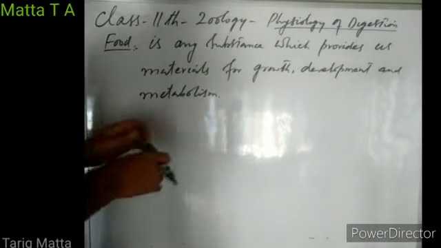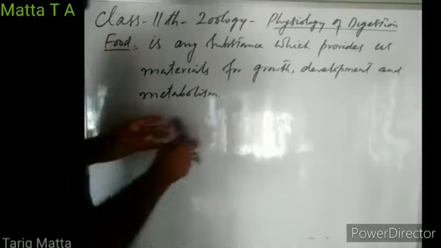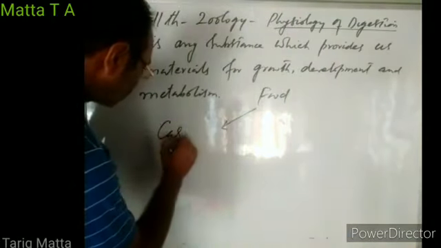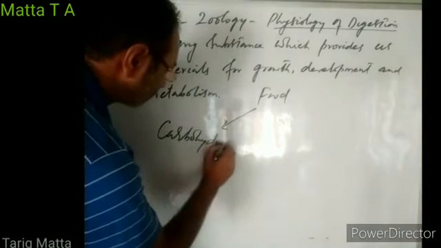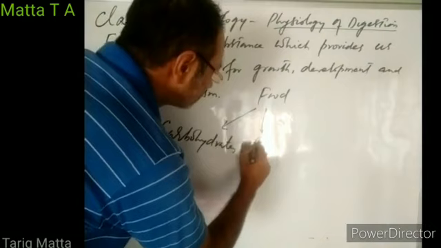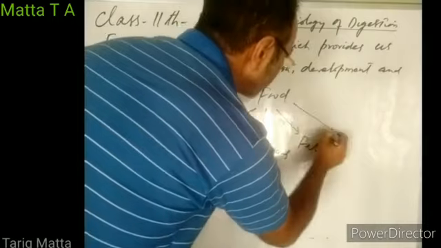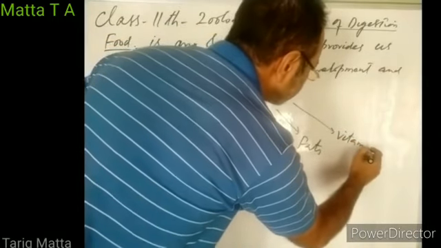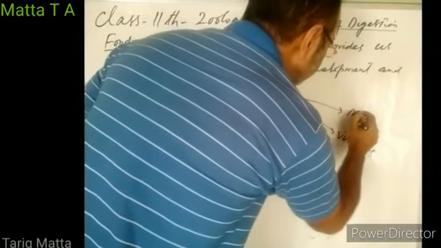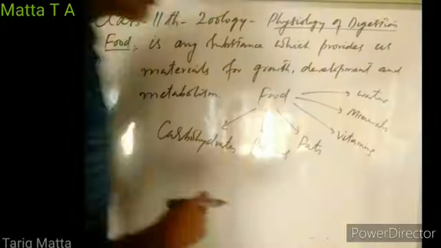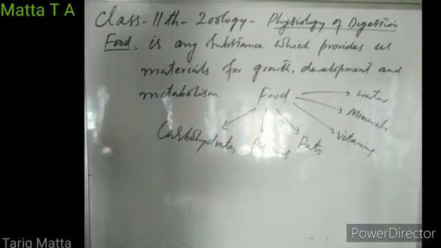Our food mainly consists of carbohydrates, proteins, fats, vitamins, minerals, and of course water in it. So the foods that we consume mostly contain carbohydrates, proteins, fats, vitamins, minerals, and water in it.